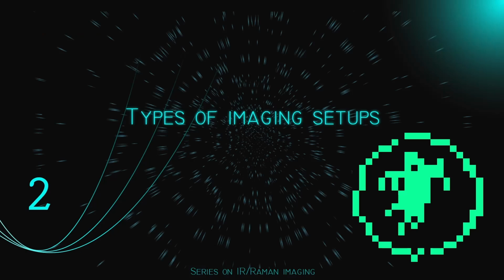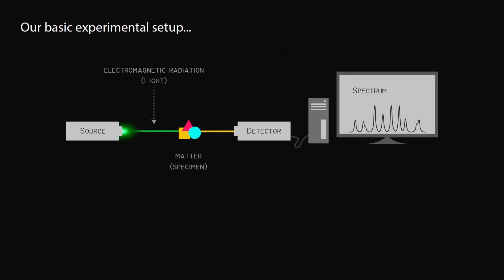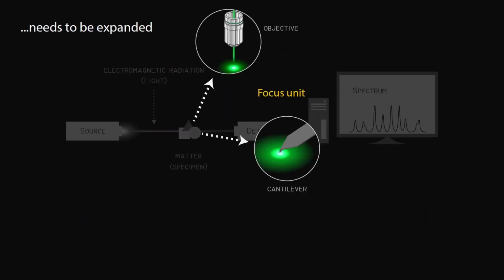Let's talk now about experimental setups enabling vibrational spectroscopy to be used as an imaging method. Therefore, our basic setup has to be extended. One thing we need to introduce is some form of beam focusing, which I call focus unit. Since we deal with electromagnetic radiation, it is obvious that we can use lenses to focus the beam. Microscopes are therefore useful and can be coupled to spectrometers. Interestingly, also cantilevers can be used to focus. I will explain this later on.